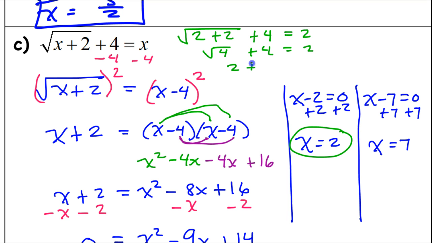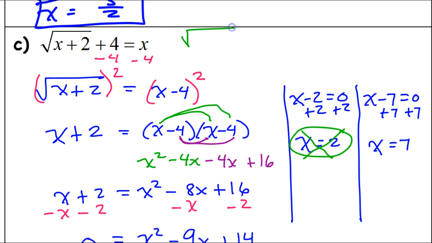So that would be 2 plus 4. But that would be 6. 6 obviously does not equal 2. So that means that this is extraneous. Alright, it just didn't work. So let's try the 7.